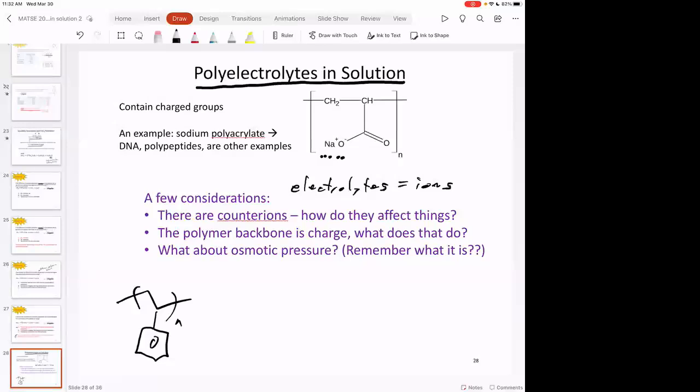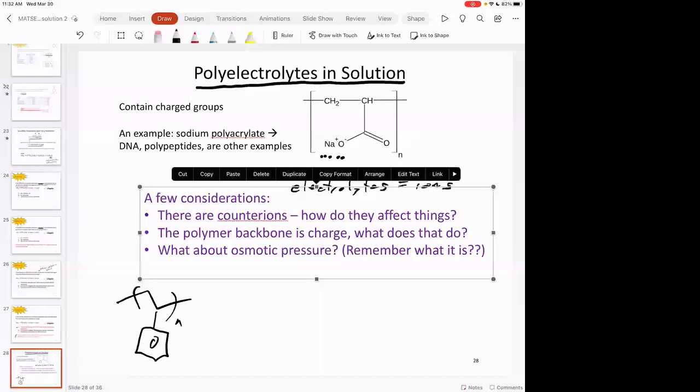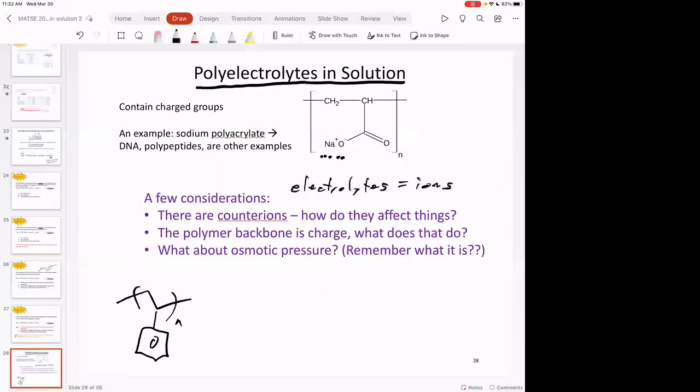And so you see this sodium charge here, and that sodium is connected to this monomer. It's actually connected to the whole backbone, but this is an acrylate group. Let me redraw that just so no polymer people get mad at me.